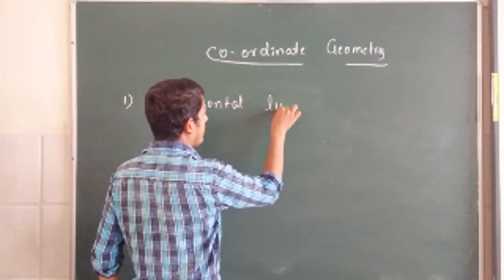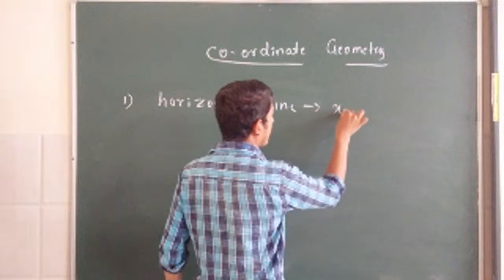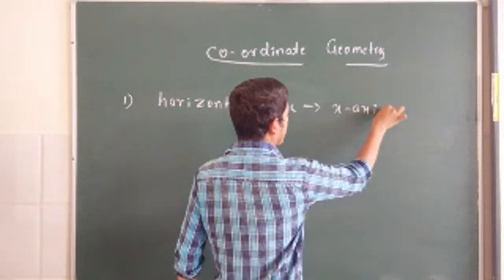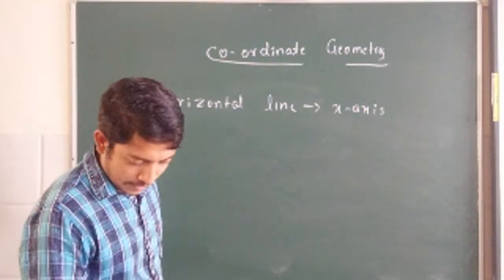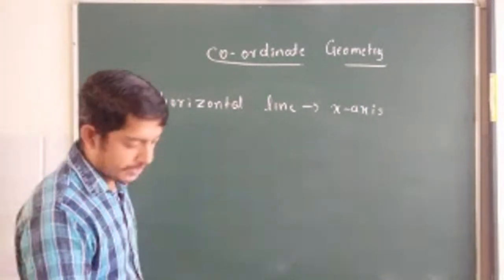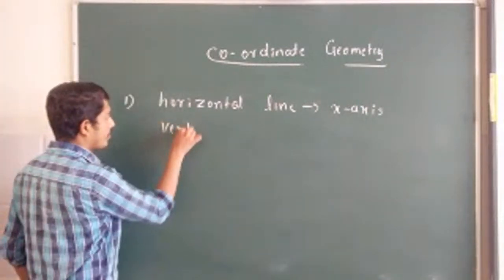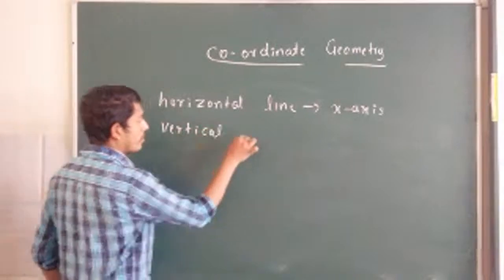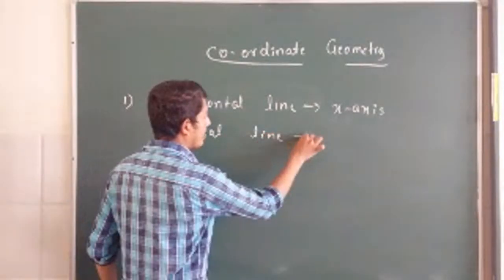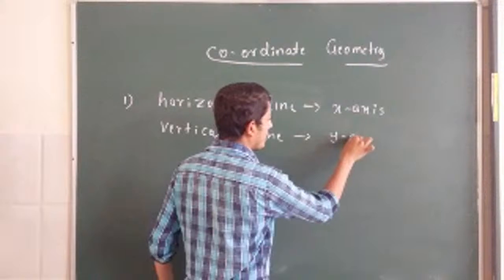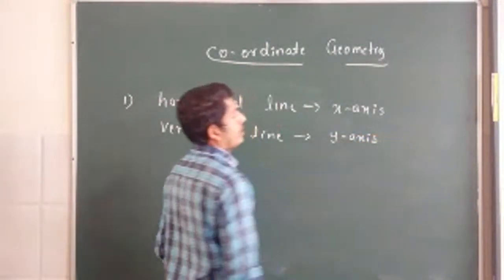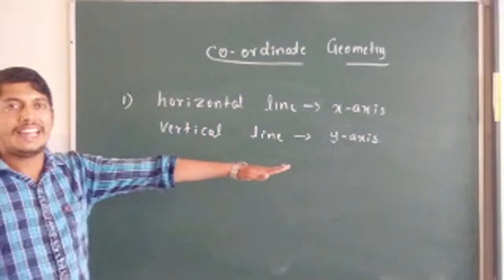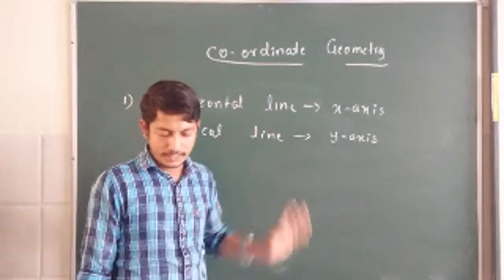Horizontal line, that is x-axis, and the next one is vertical line. Vertical line, that is y-axis. So horizontal is x-axis, vertical is y-axis.